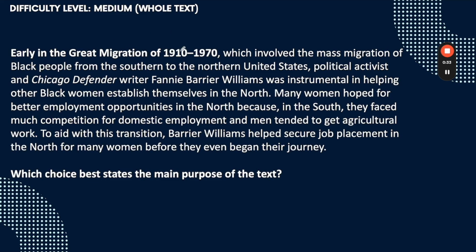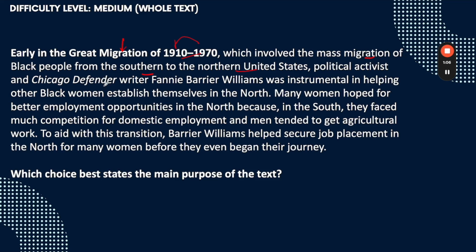Early in the Great Migration of 1910 to 1970, which involved the mass migration of black people from the southern to the northern US. Okay, take a pause. It's a long sentence, so we need to take a pause to understand it better. What are we talking about? We're talking about the Great Migration. What did this Great Migration involve? It involved mass migration of black people from the southern to the northern US. Movement of black people from one side of the US to the other.